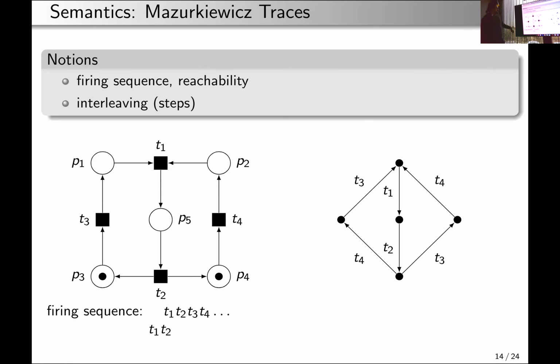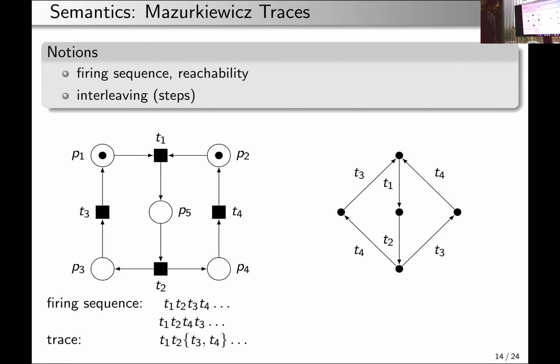Now another firing sequence starts the same way, but now instead of firing T3, since T3 and T4 are concurrent, I can fire T4. And then fire T3, and then I'm at the same state again. Which means that not only these two can loop forever, but I can actually do combinations of these two, and all of them are valid firing sequences. Now, in order to encompass all these notions, comes the idea of a trace.